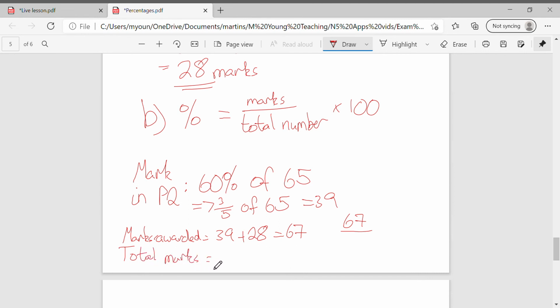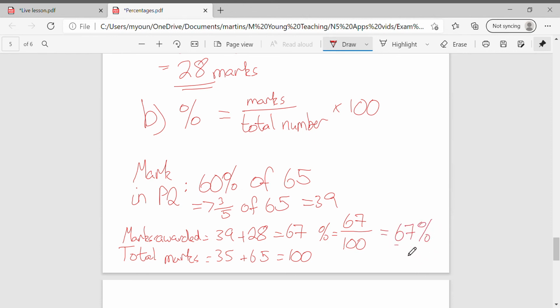It's just 35 plus 65. And that's actually just 100. So 67, so his percentage is going to be 67 out of 100. Okay, and that's obviously just 67%.